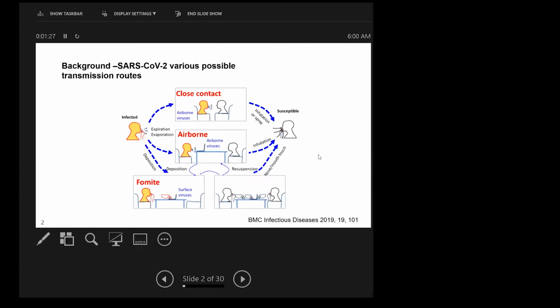First, I will introduce some background about SARS-CoV-2 and its different possible transmission routes. SARS-CoV-2 can spread through multiple transmission routes. For example, close contact between persons, direct airborne transmission from respiratory droplets or aerosols, and also indirect transmission by contacting contaminated surfaces or objects.